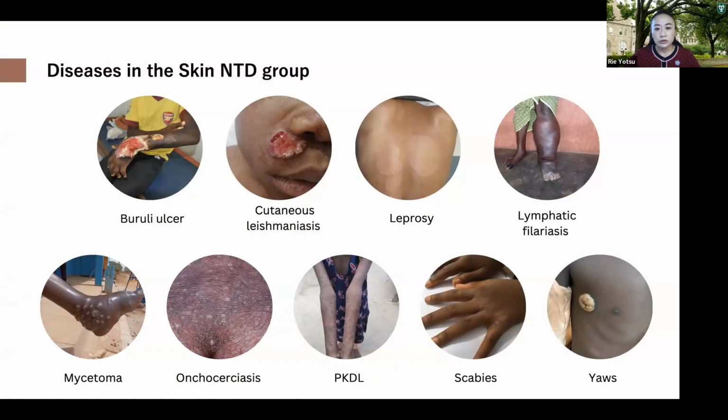Diseases in the SkinNTD group. WHO lists a total of 20 diseases or disease groups as NTDs, neglected tropical diseases, and among them, 9 or more diseases or disease groups have some kind of skin manifestations, as shown on the slide. These diseases share commonalities, and therefore this is now grouped as a subgroup to work together for more efficiency, sharing of resources, and so on.